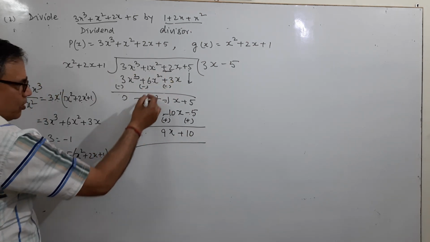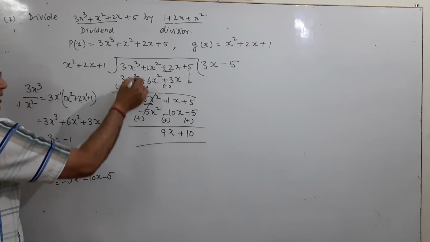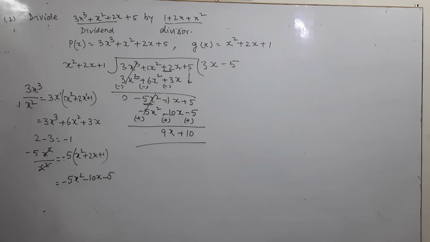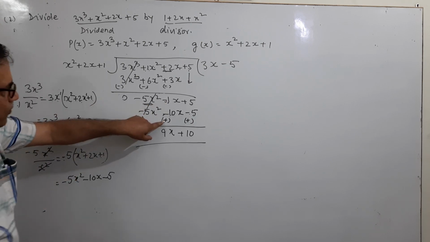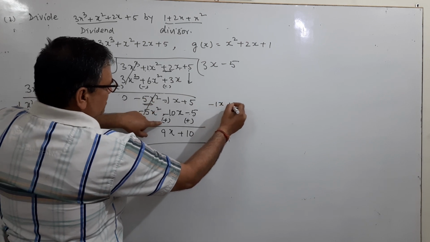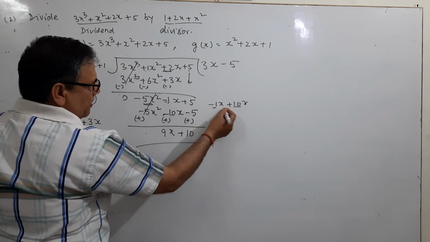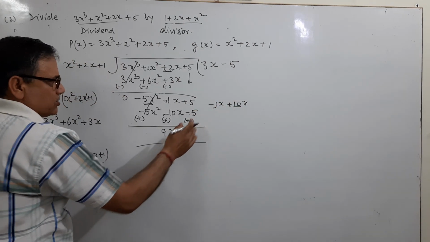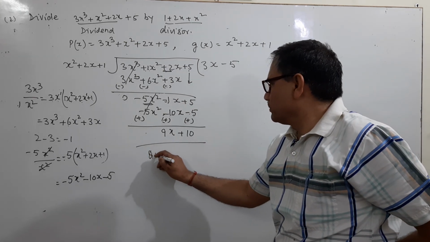Either we have to put 0 or we can cut it. This depends on you whether you want to cut it or not. If you will not cut, then we have to write 0. Is it clear? Listen carefully, here is minus 1x, here is plus 10x, 10 minus 1 is 9x. This is your remainder.